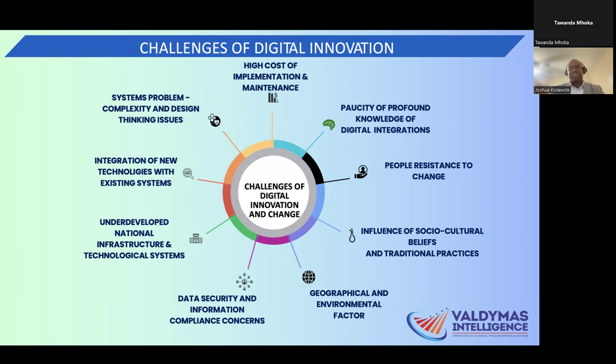Now, the next thing is the paucity of profound knowledge of digital integration. So many vendors might have issues with digital integration, either at data level or integration of their platform with another platform that is already existing in the organization. So those are other problems you may face. Number 3 is people resistance to change.